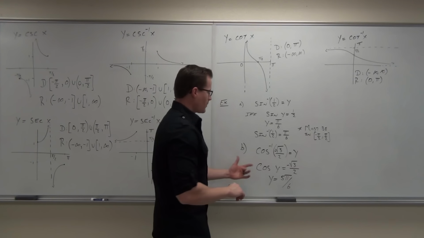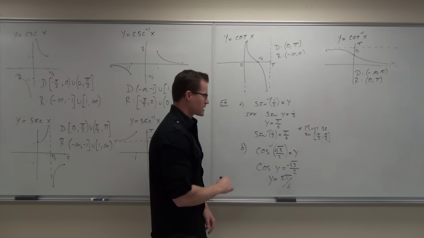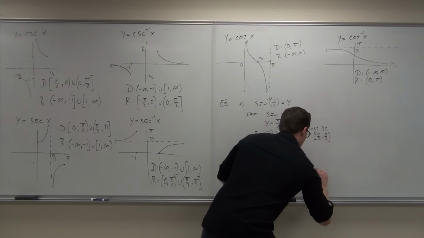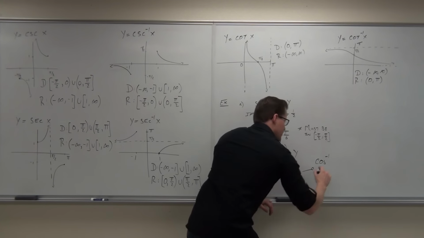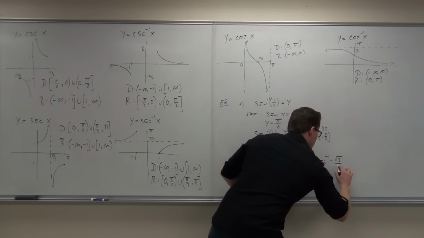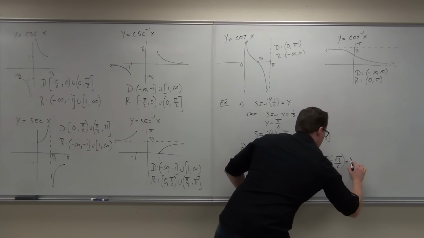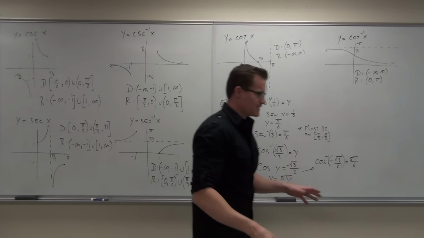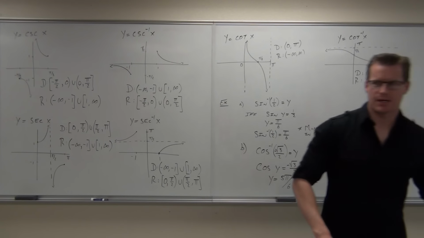Exactly right. So if we find out that y is 5 pi over 6, then we've solved our problem. Then we know that cosine inverse of negative square root of 3 over 2 is 5 pi over 6. That's the idea here. Are we okay with the idea so far?